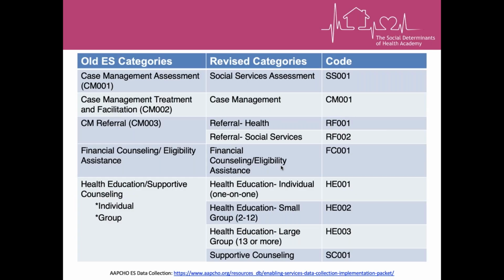So this might look familiar to some of you who attended session 1. This is a juxtaposition of the old enabling services categories that were originally developed in 2007 with the pilot project. And then in the middle are the revised categories that were, again, vetted through a steering committee in 2016 and 17. And so we have these codes on the right-hand side that are serving as quote unquote dummy codes.